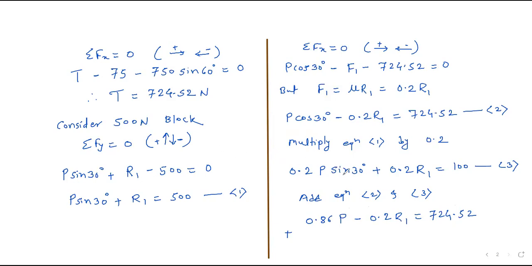0.5, then multiply that 0.5 by 0.2. What answer do you get? 0.5 into 0.2 is 0.1. Okay, so 0.1 P. Then this is plus 0.2 R2. So plus 0.2 R1, which is equal to 100. So now if you add these two equations, this minus and plus will get cancelled.